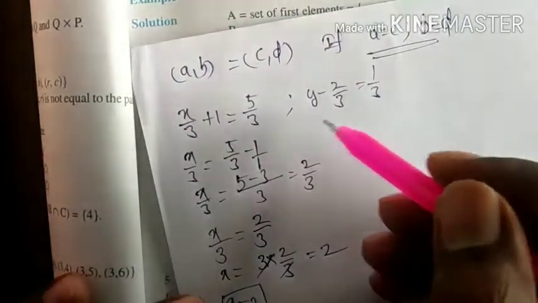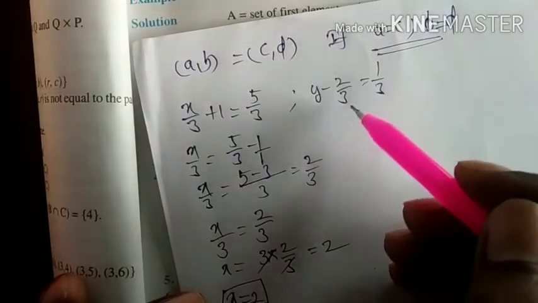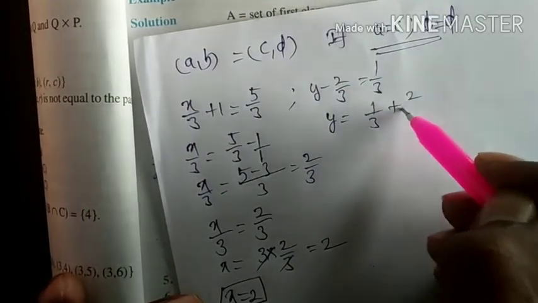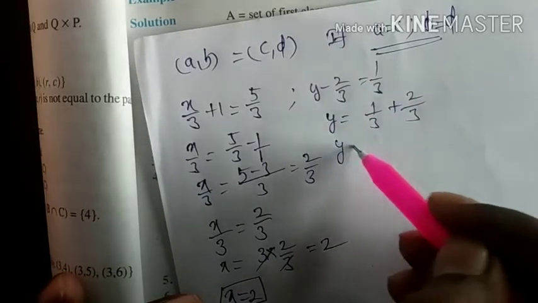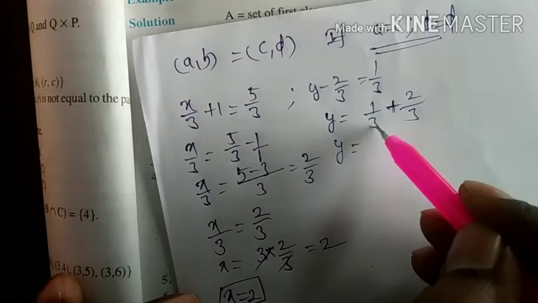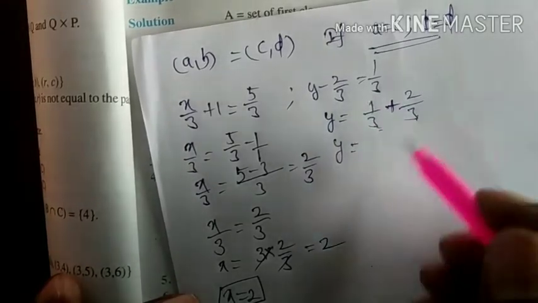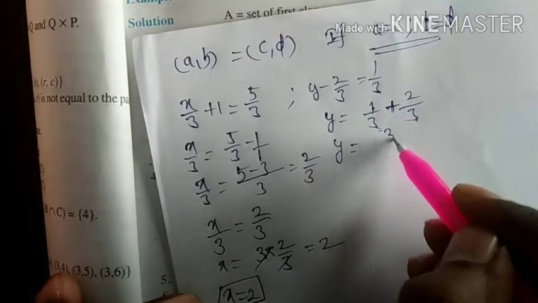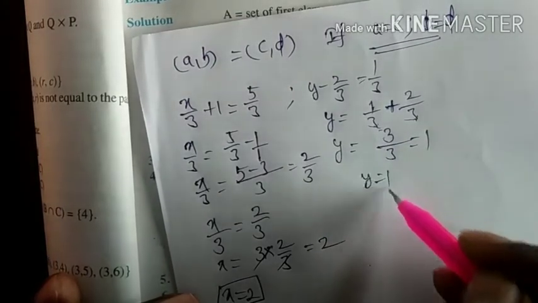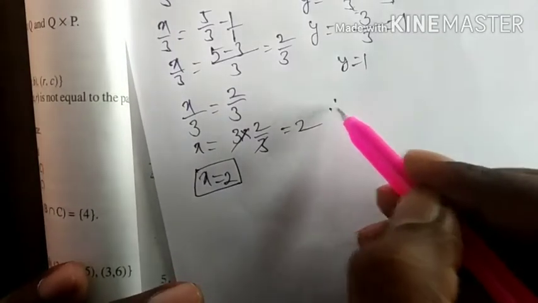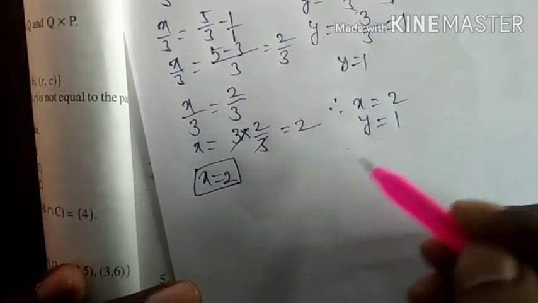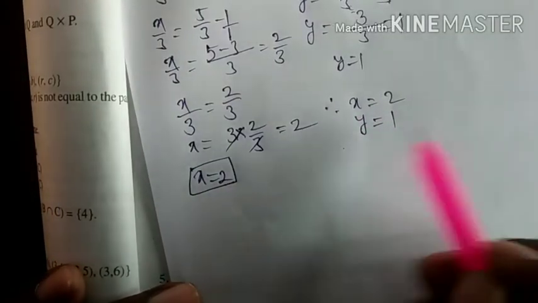Now let's see the second. Here it is the y value you need to find out. So y = 1/3 + 2/3. Here directly you can add these two. When the denominators are the same, directly add the numerators. 1 plus 2 is 3, so 3/3, which means 1. y = 1. So therefore x = 2 and y = 1. In this way you can find the x and y values.